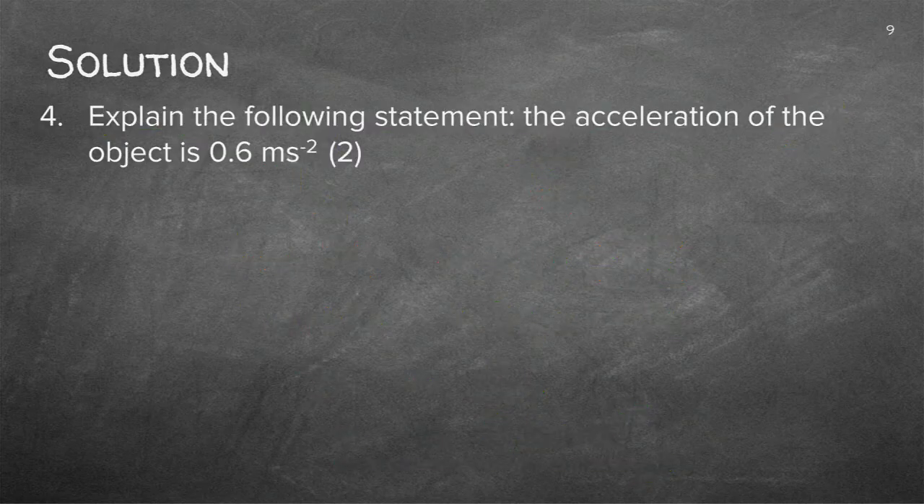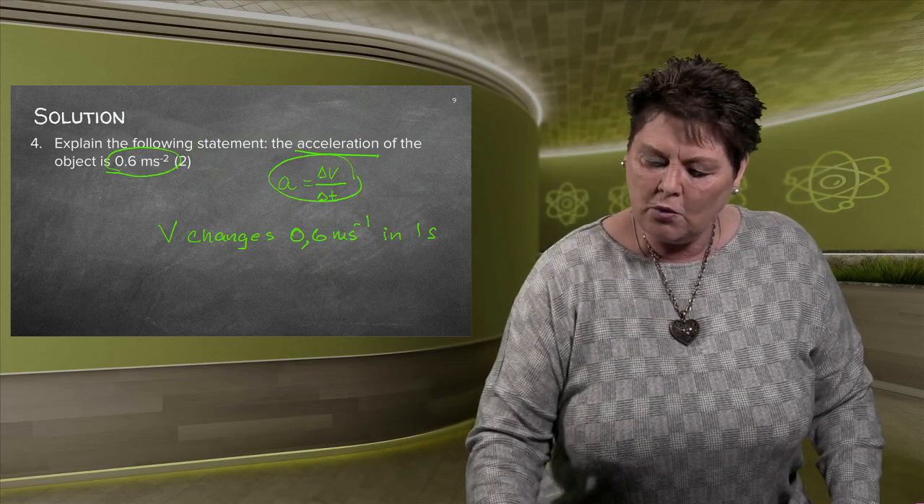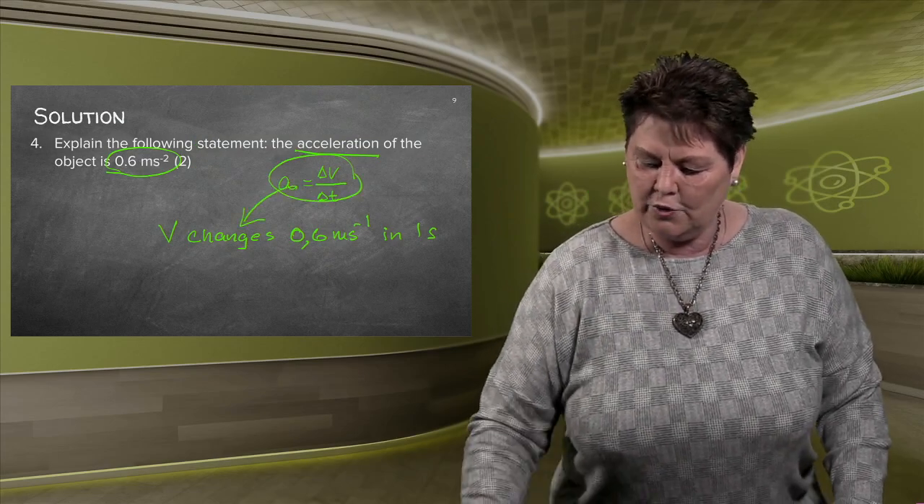Finally, explain the statement of getting that acceleration. Well, all it means, if it accelerates, you know your equation is the change in velocity in a certain time. So I can now say my velocity changes with 0.6 meter per second in every 1 second. And that should give you your 2 marks. Go back to your equation and write that in words.